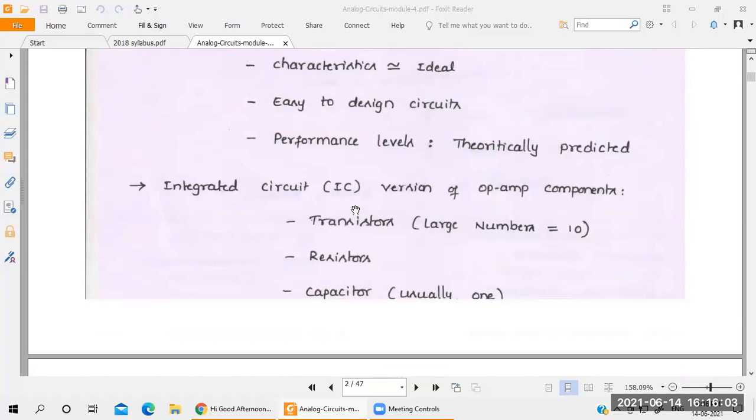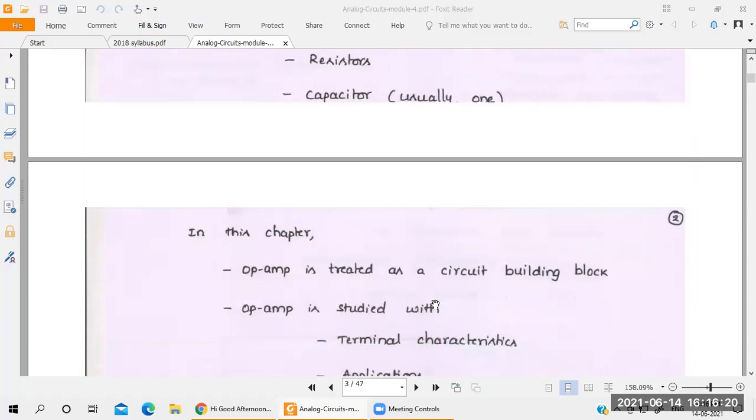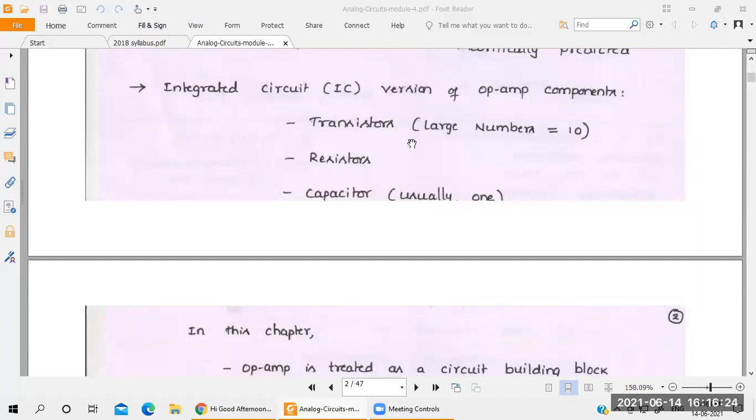Next, you take ICs here. If you take op-amp ICs, you have different parameters, meaning different elements like transistors, a large number of them. Then resistors you can use here, capacitors also you can use here. So these are the different types of elements in the ICs. So what are the elements they are going to use in the op-amp here?